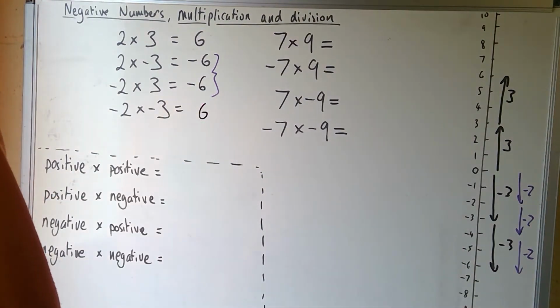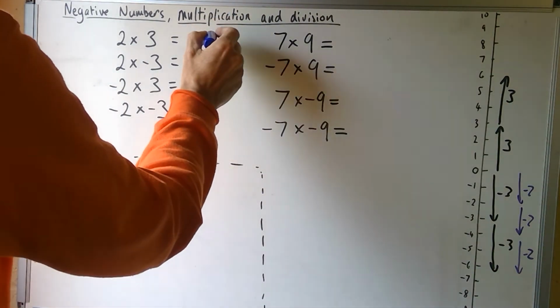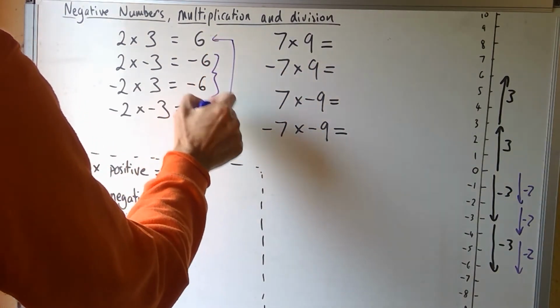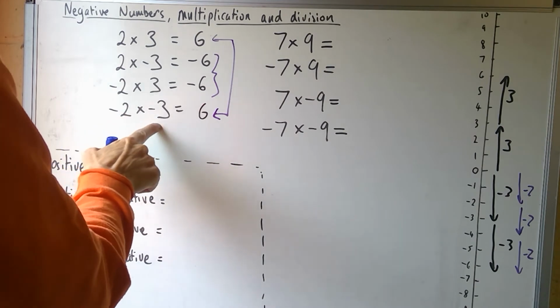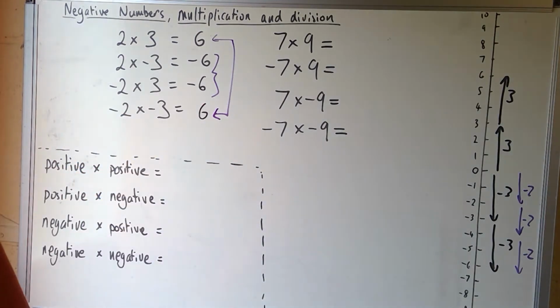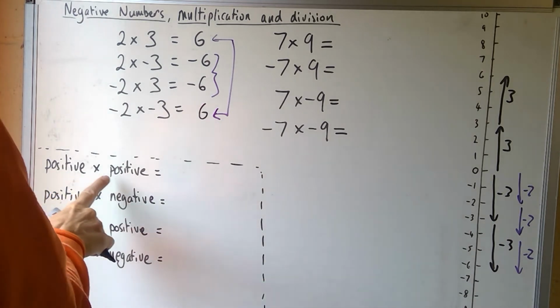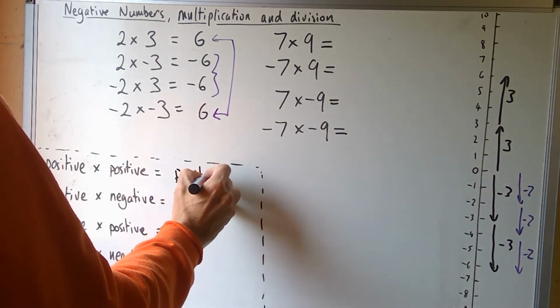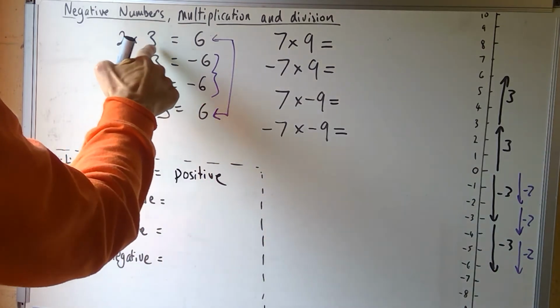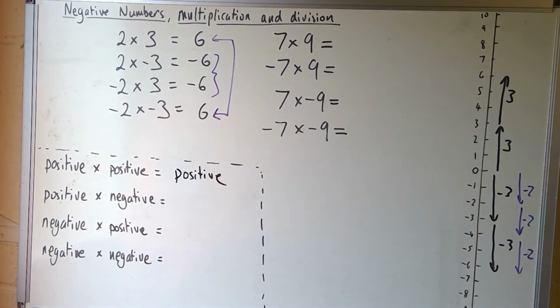And that's something you're just going to have to take my word for at the moment, but you can see that these two are the identical results. So 2 times 3 is 6, negative 2 times negative 3 is 6. We can develop that into rules. So if I multiply a positive number by a positive number, the result will be positive. That's just 2 numbers multiplied together. We've been doing that for a long time.